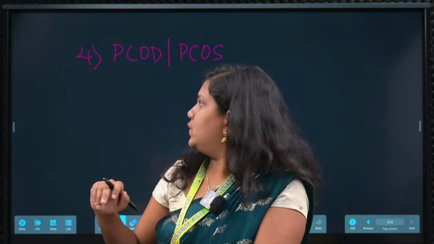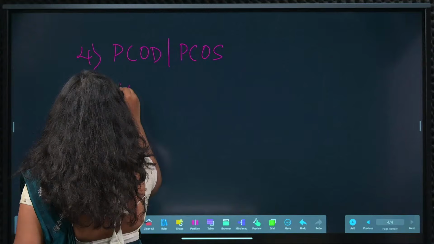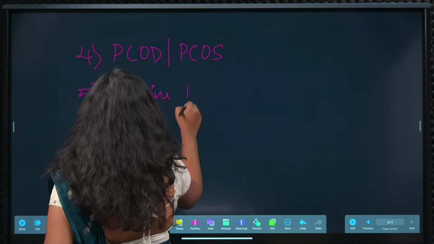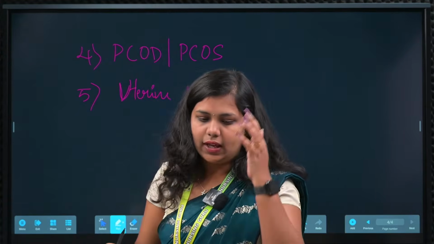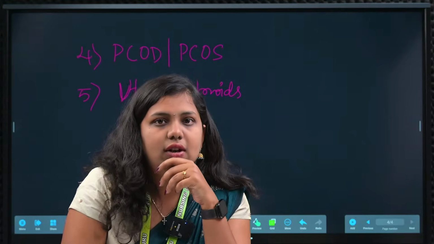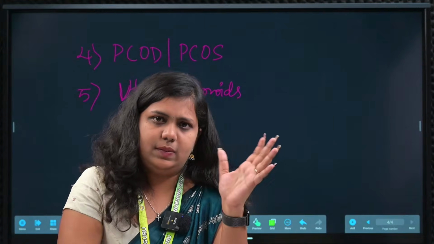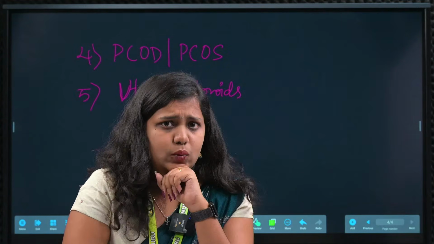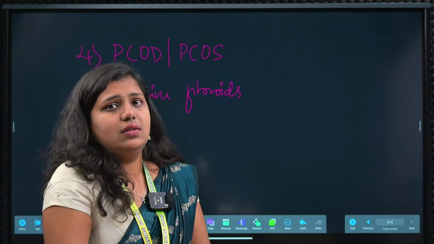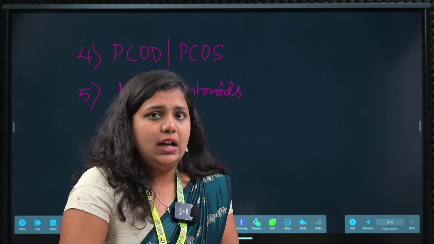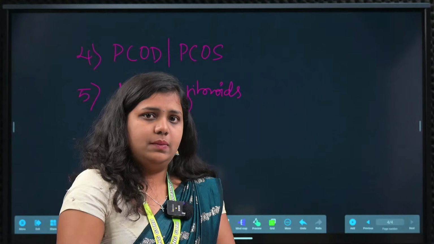The next is uterine fibroids. Uterine fibroids are benign, non-cancerous tumors present in the smooth tissues or smooth muscles of our uterus. It's not a cancerous one. There is non-cancerous cell growth or smooth muscle development which we can see in the uterus.